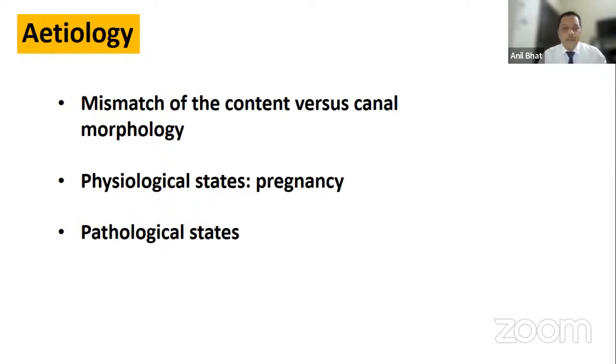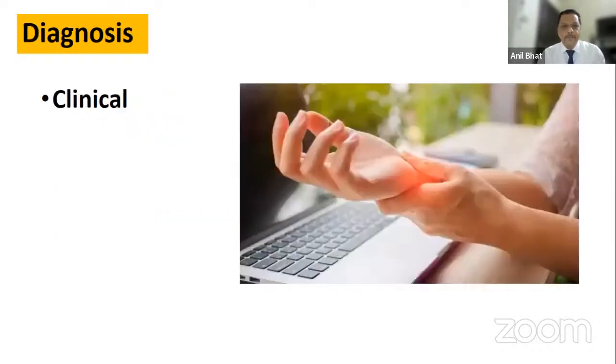It could be hypothyroidism, rheumatoid, diabetes, any of these things where there is an increase in the content size itself. It could be synovitis, it could be fluid, and so many other things. And rare things like anomalous structures can be there. So basically those are the etiology. But at the end of the day, it's just a mismatch which happens.